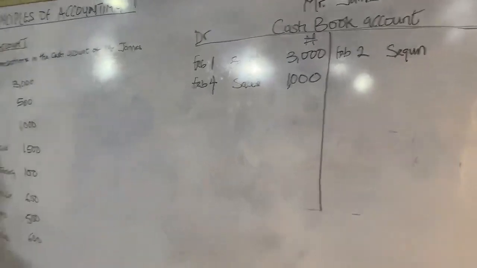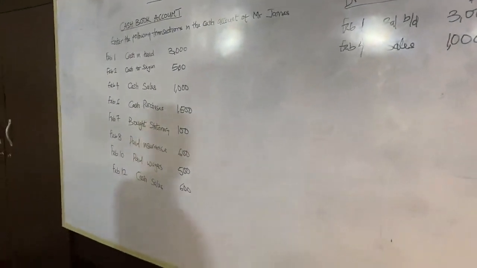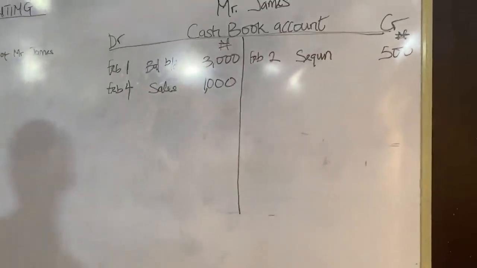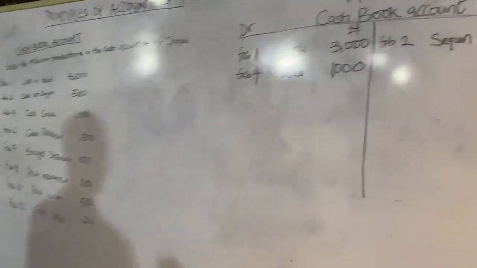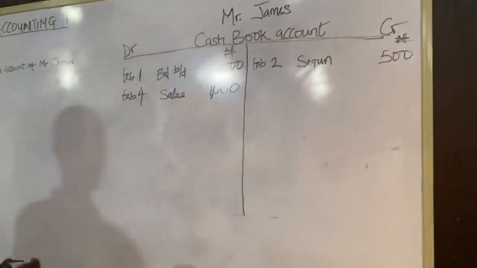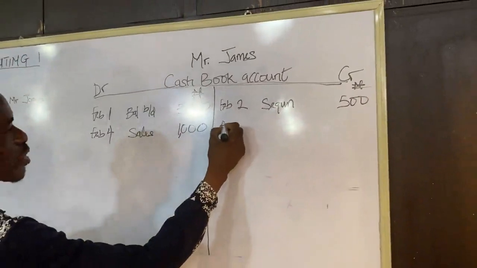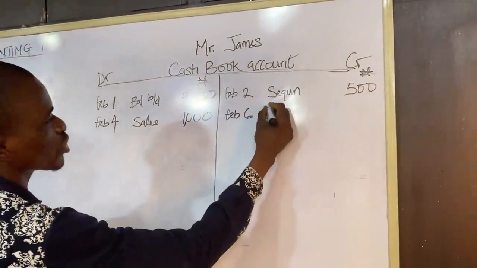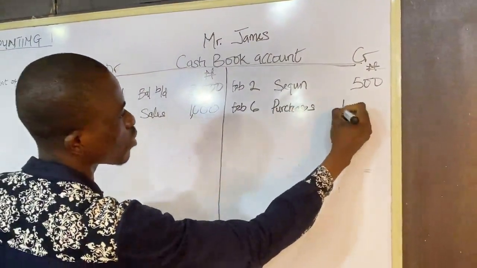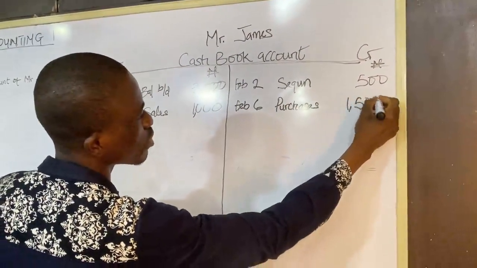Then February 6, cash purchases. So he purchased, which means cash will be going out. If cash is going out, it means the cash will be reducing. The value of your cash account will be reducing. February 6, cash purchases, 1,500.